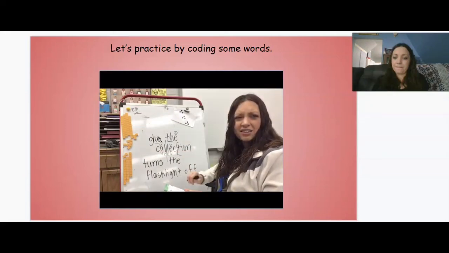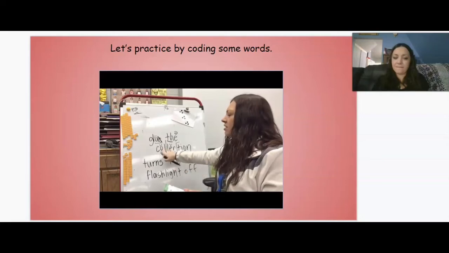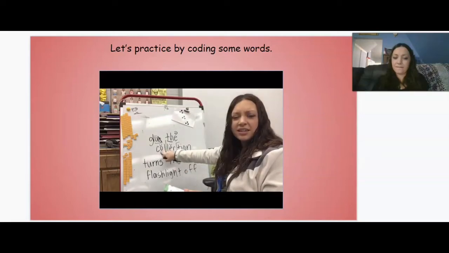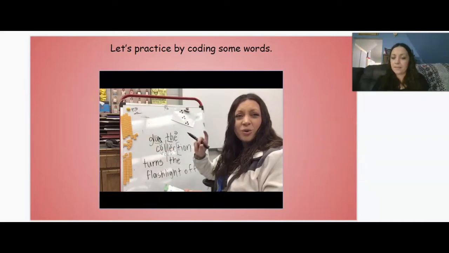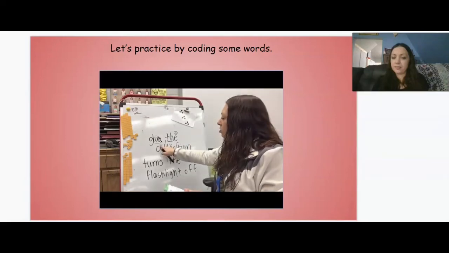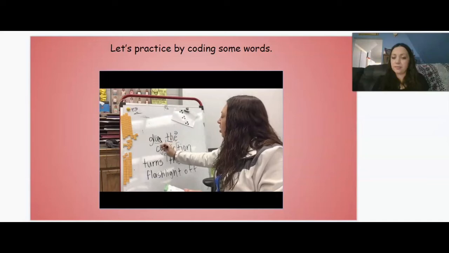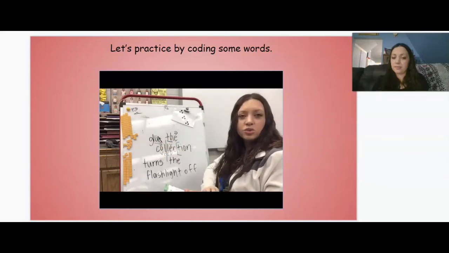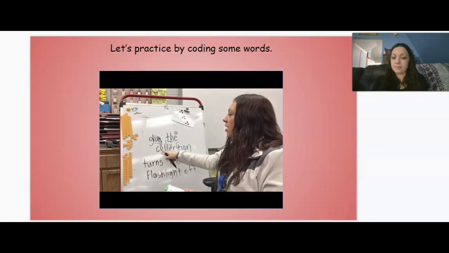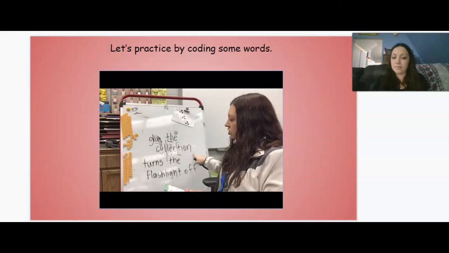Does that sound right? Collection. This O does not sound right, does it? Now listen, remember this is one of those times that a letter makes the weird schwa sound. Listen, collection, k. It's making that sound. So we're going to change it and code it to make the schwa, that upside down E, because it doesn't make the sound it's supposed to. So collection. So glue the collection.